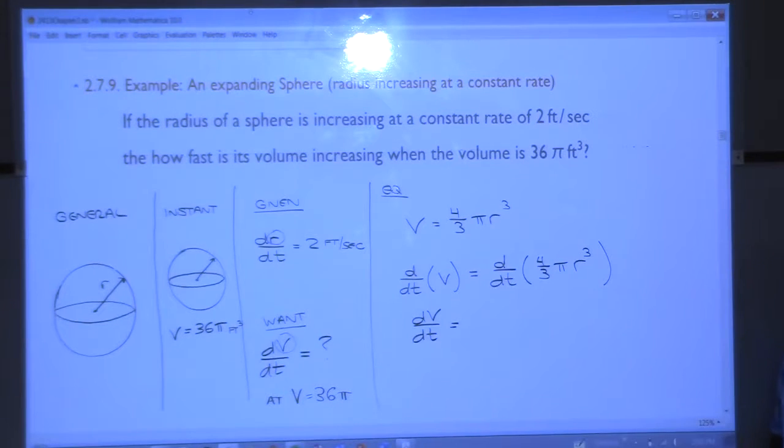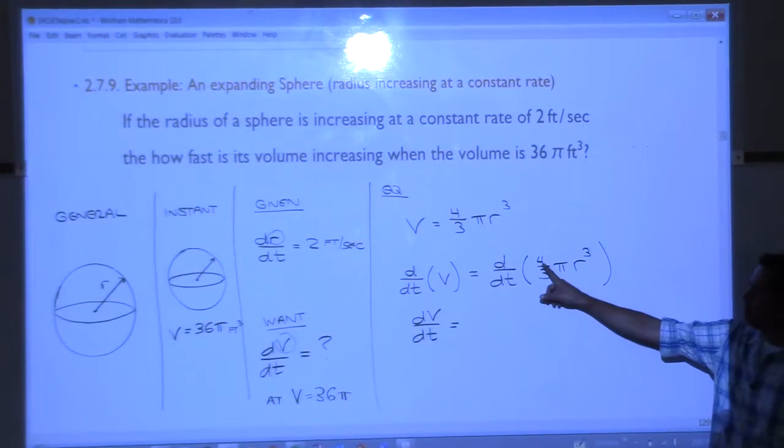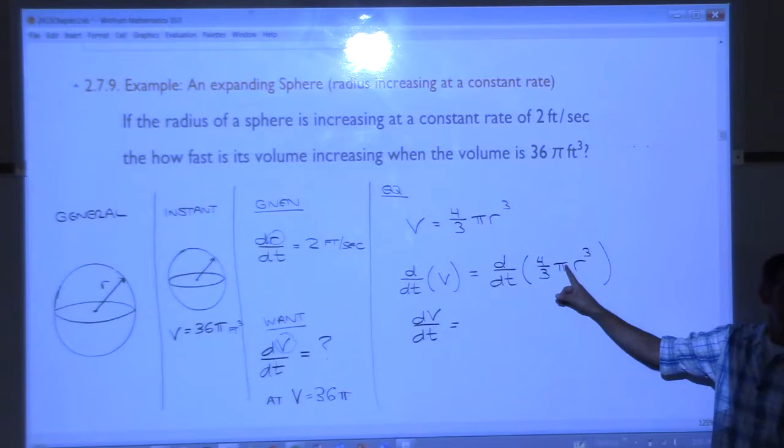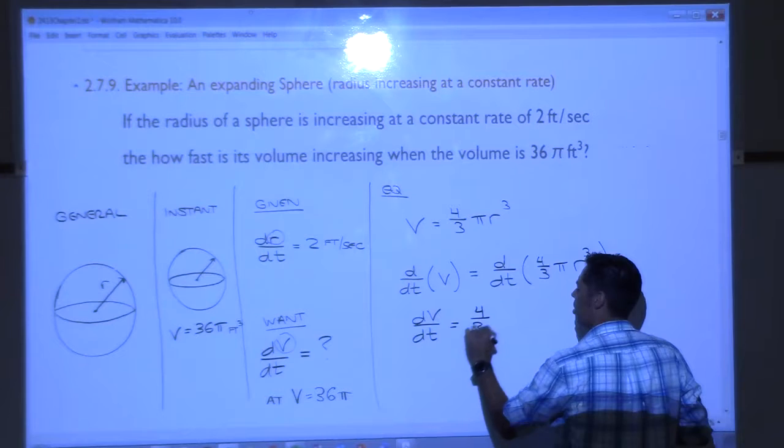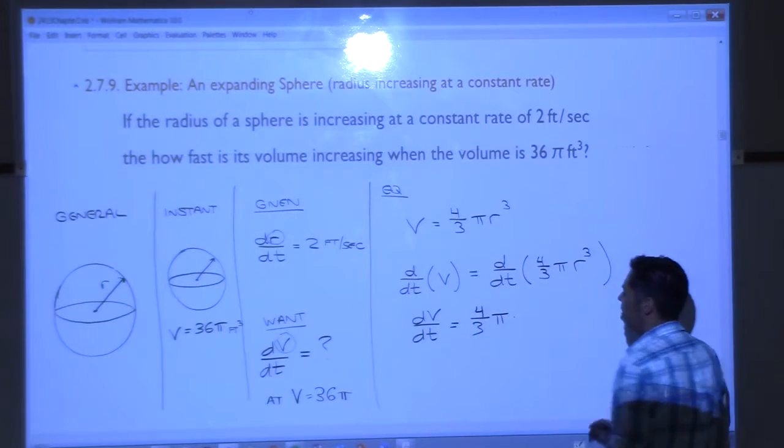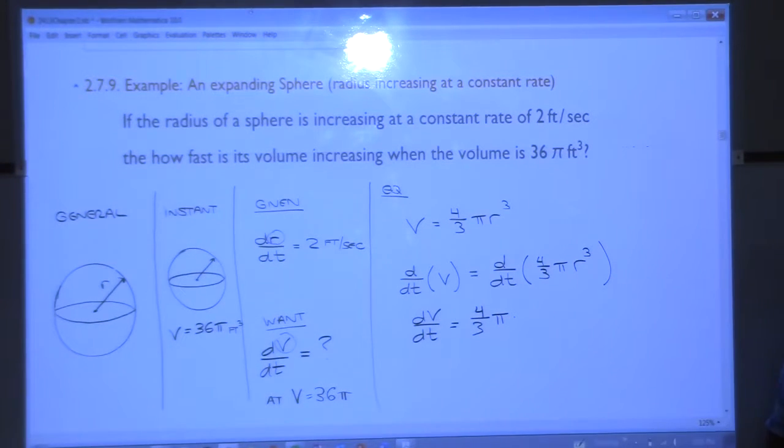What part of this are you going to kind of ignore? What's a constant on the right side? 4/3 and pi. All that's a constant. Let's just bring it down. Okay, Ronnie, since you're just bringing that down, all you need to tell me is what the derivative of r cubed is with respect to little t.